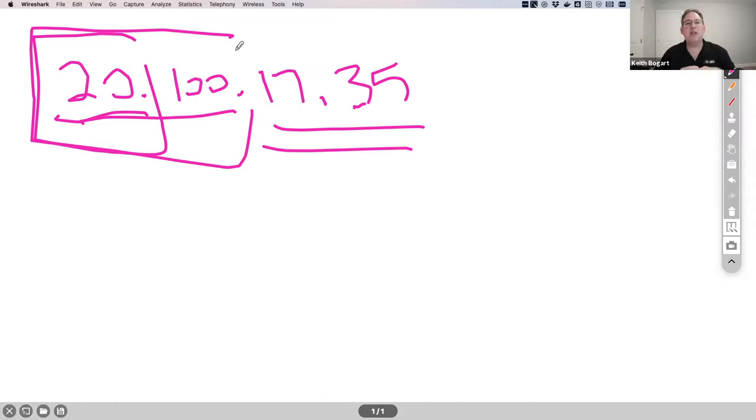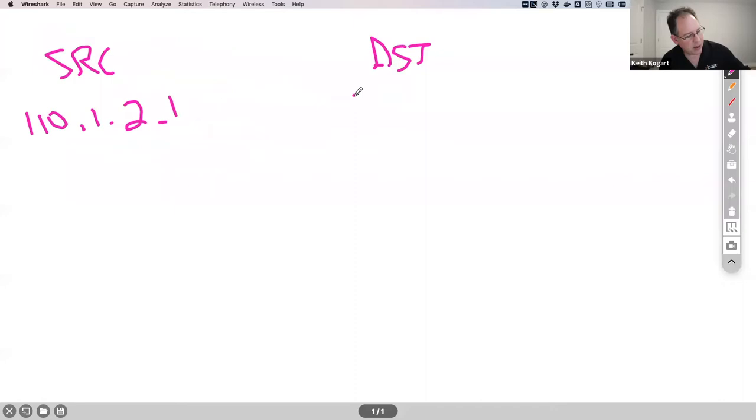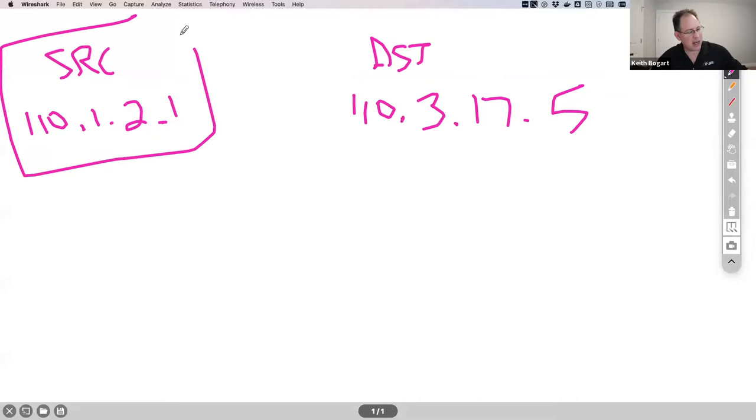So that raises the question. When a device says, okay, this is me, source 110.1.2.1, and the destination I'm trying to reach is 110.3.17.5, now that source has to say, is that destination on my network or on a completely different network? Because if it's on a completely different network, your host says, I need to send this information to my gateway, to my router, which might be a Linksys router or a little Wi-Fi router, because I don't know where the other networks are. They could be across the street. They could be 5,000 miles away. I have no idea. So when I'm trying to get something off my network, I send it to my router, and I figure he'll figure out what to do with it. My router will know how to send it from there.